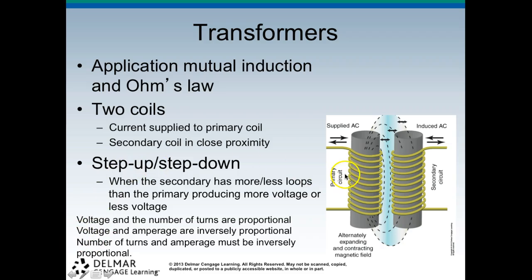So here, if we have, let's say, 1, 2, 3, 4, 5, 6, 7, 8, 9, 10, 11 loops, and if we have 15 on this side, then it would be a step up. If we have 6 on this side, it would be a step down transformer. And it's important that you know the difference between the two. We are changing the voltage by using a step up or step down transformer.